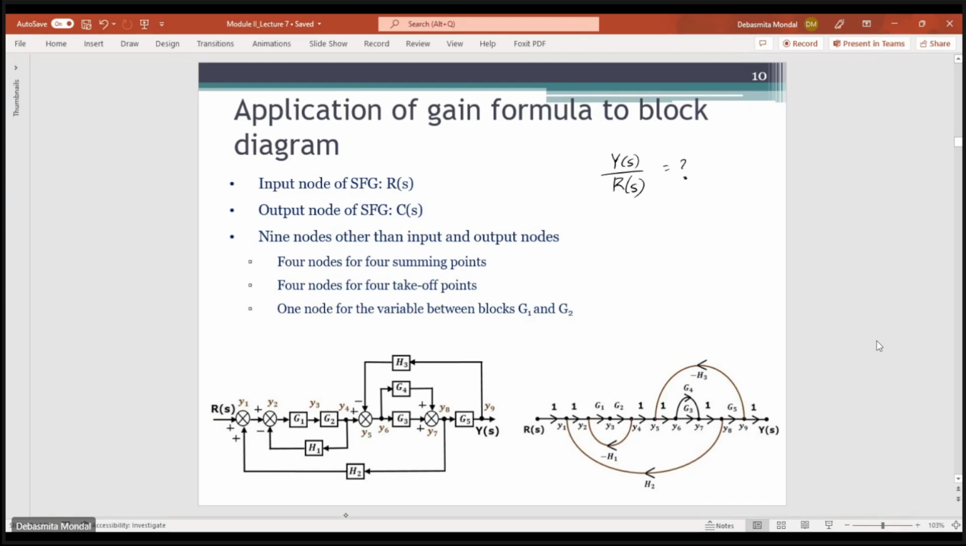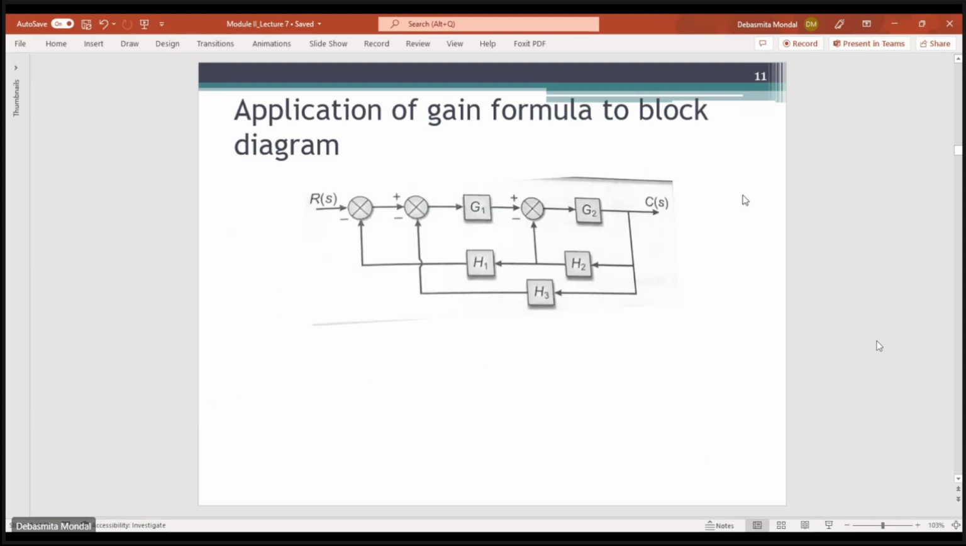Since the gains are given in terms of transfer functions, what you will end up with after applying Mason's gain formula is the transfer function Ys by Rs. Fine. So let's say this is another block diagram which is given. This summing point, let's say, is Y1, this is Y2, this we consider as another Y3, and this is a takeoff point, so this will be, let's say, Y4. And Rs and Cs are your input terminals.